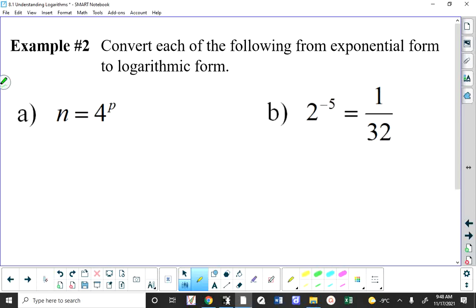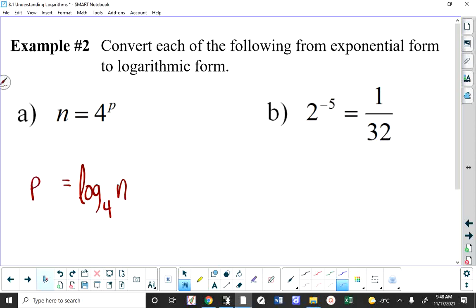So the base is 4. That means it's going to be a log base 4 operation, or a base 4 logarithm. So the word log is written on the main line of where you write stuff, and the 4 is a subscript. The argument in the exponential was p. We were operating on p. We were raising p to the 4, which means the argument on the corresponding logarithmic statement will be log base 4 of n, and then it becomes p.